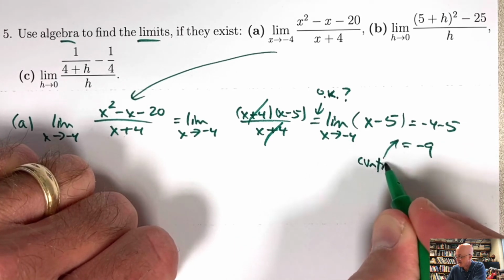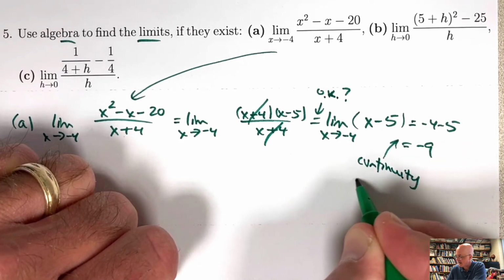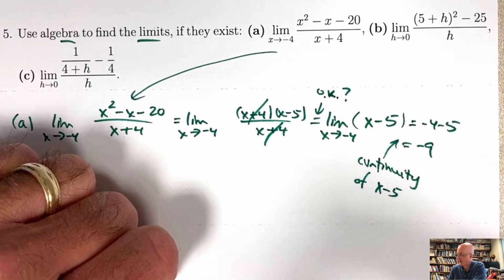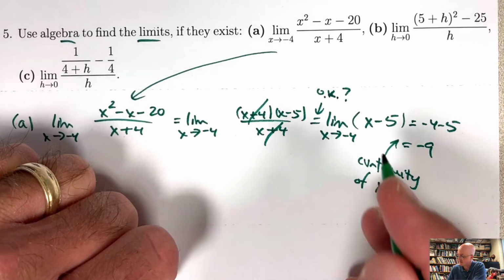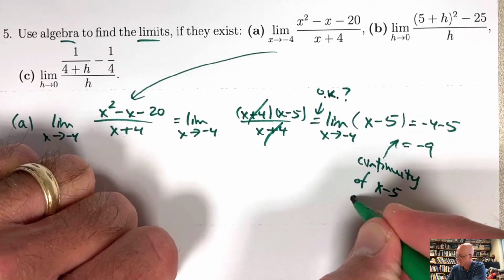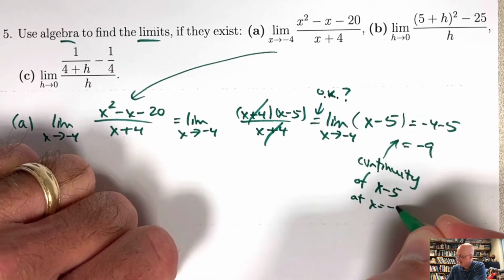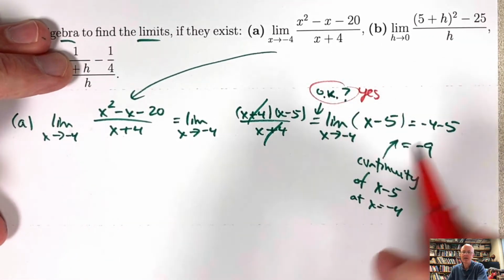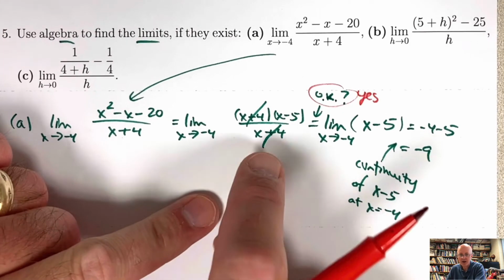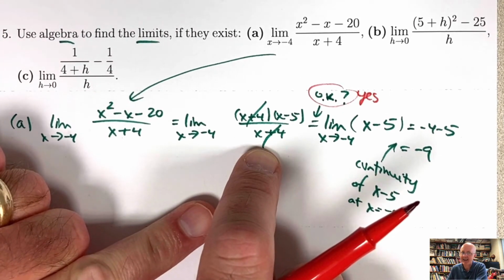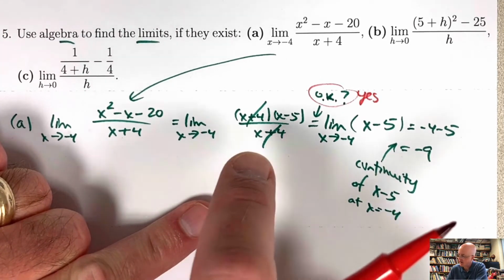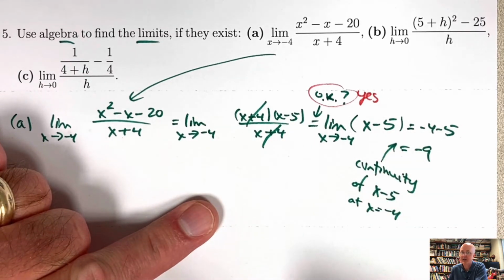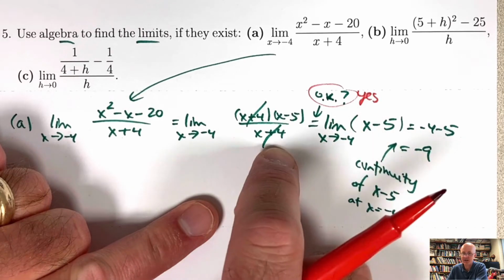Continuity of the function x minus 5. It's certainly continuous everywhere. It's also continuous at -4. This thing is okay. The reason is it's irrelevant what happens to this function at -4. This function equals this function when x is not -4. And so if this function has a limit, this one does too.